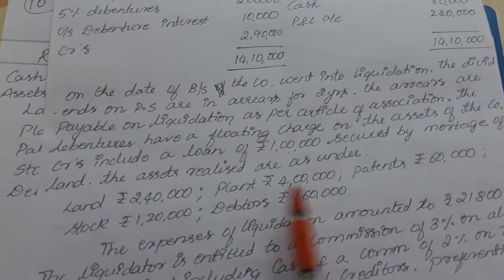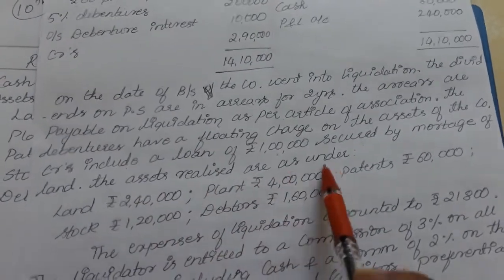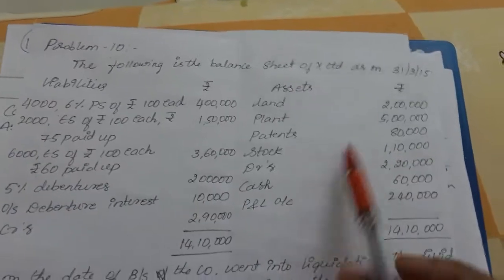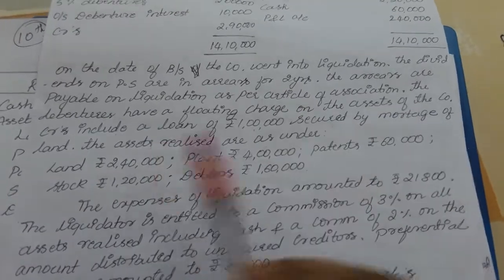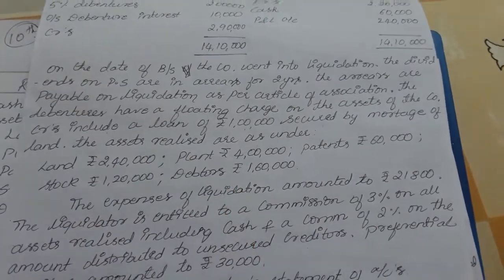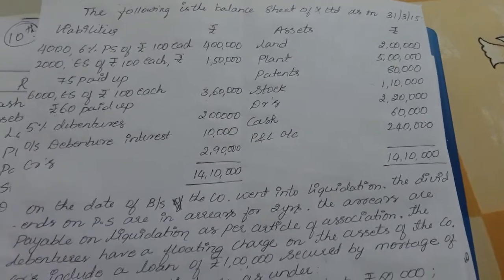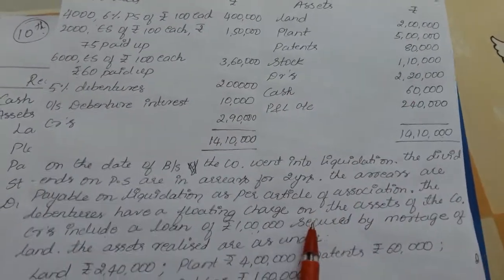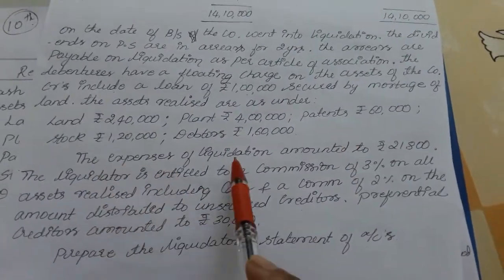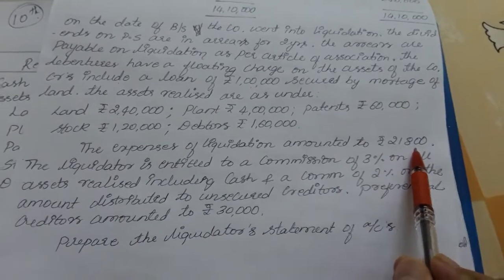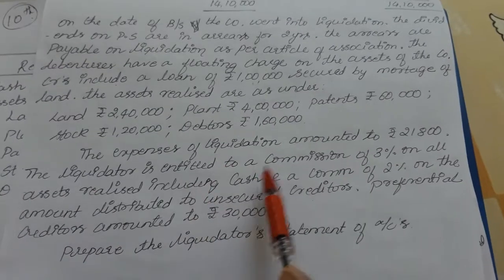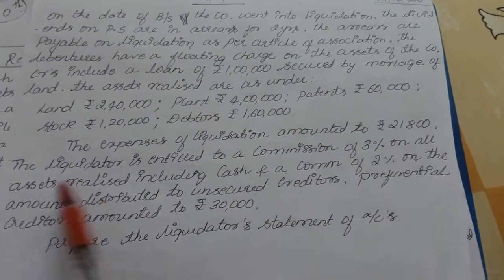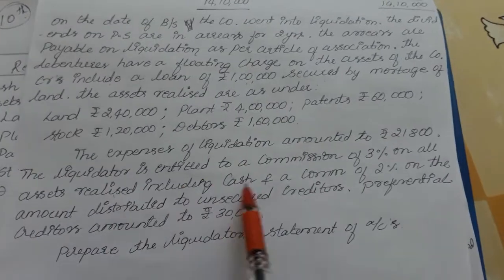Next, the assets realized are as under: land 2,40,000, plant 4 lakh, patent 60,000, stock 1,20,000, debtors 1,60,000, and also there is a cash value of 60,000. We will not be taking this P&L account. Next, the expenses of liquidation amounted to 21,800. This is liquidation expenses. The liquidator is entitled to a commission of 3% on all the assets realized, including cash.